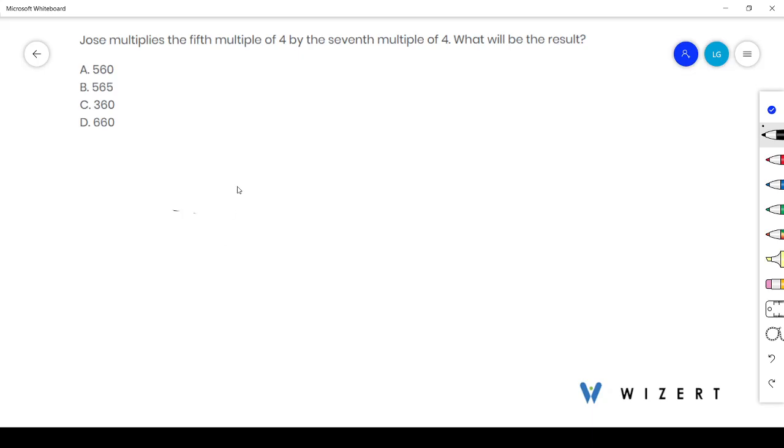Our question is, Jose multiplies the fifth multiple of 4 by the seventh multiple of 4. What will be the result?